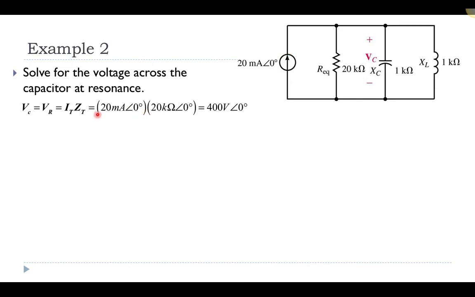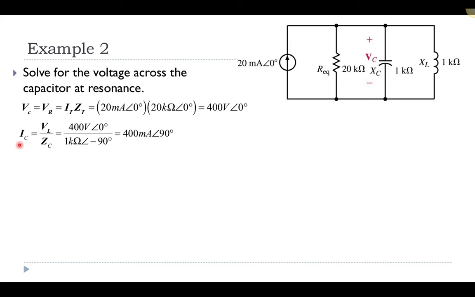At resonance, all of the current from the current source goes through the resistor because the impedance values for the capacitor and the inductor cancel out. And so this would be the current of 20 milliamps, phase angle of 0, times 20 kiloohms, phase angle of 0, and I get 400 volts with a phase angle of 0.